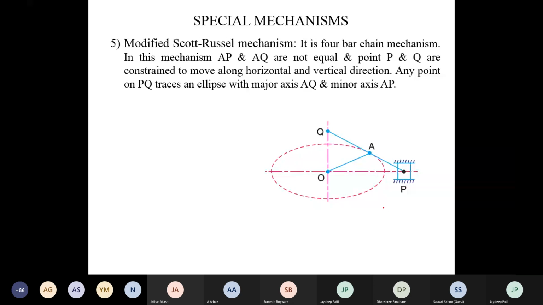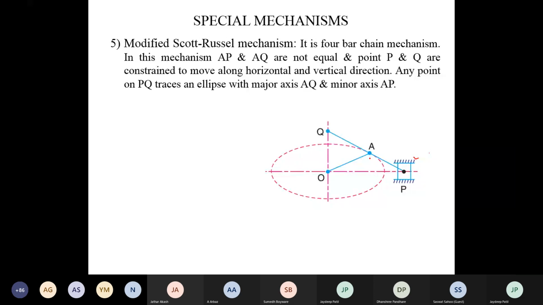Now see here in this mechanism also there are 4 links. The fixed link is at O. Then link OA, then link AP and a slider. A slider is a link which moves inside a guide. Now here, if you observe this mechanism, point A is constrained to move along a circular path. Or if you change the position of A, it traces an ellipse, similar to the elliptical trammel.